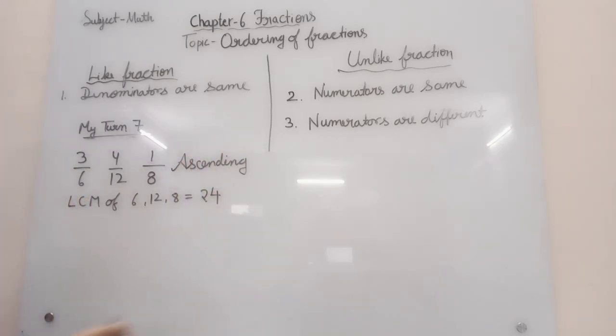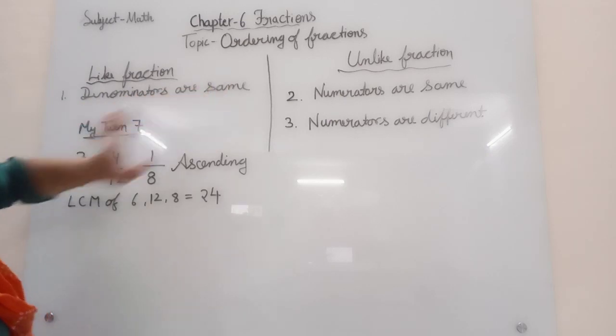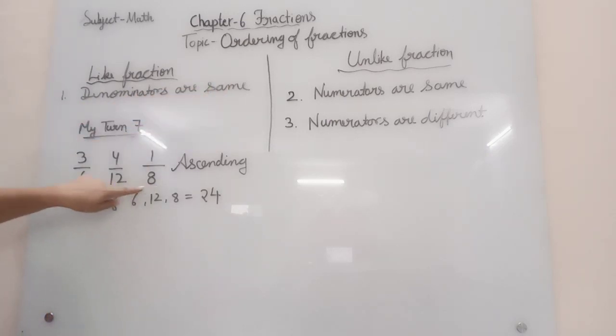Ascending means smallest to greatest. Okay. Now let's start from the beginning. Let's check the first condition: if the denominators are the same. Denominators are not the same. Denominators are different.